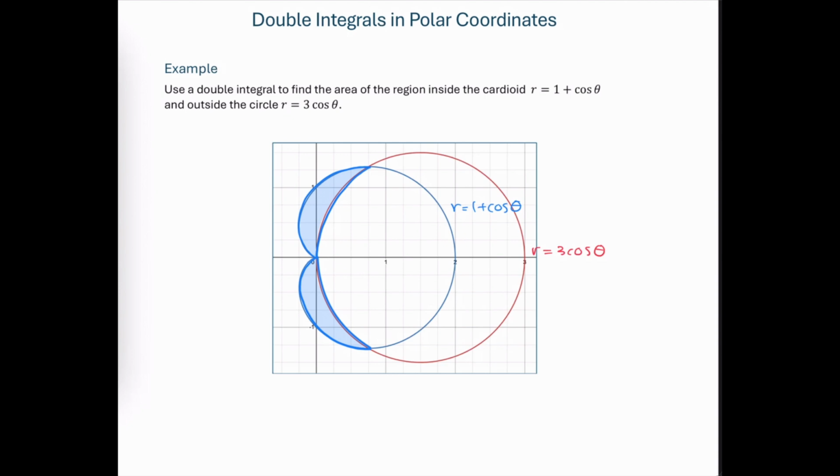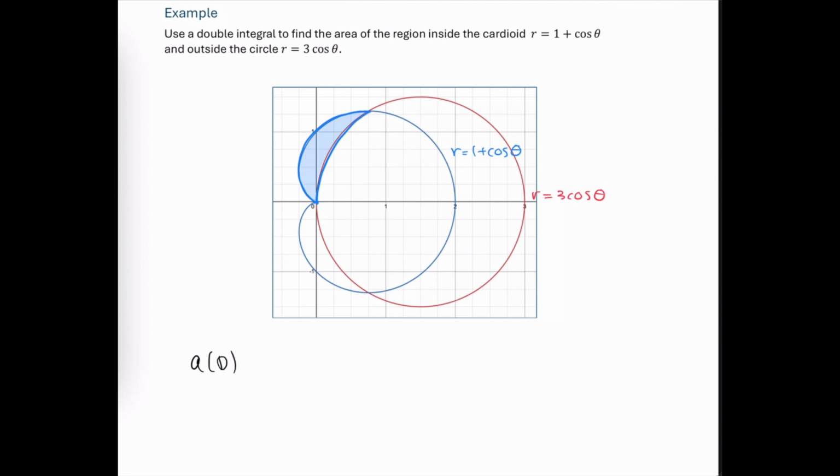Since these two functions are symmetrical, we can just find the area for one of the regions and then double it. So now we'll focus on finding this area. We're going to be using the area formula for a two-dimensional region, which is the double integral over that region, and our integrand is going to be 1 dA.